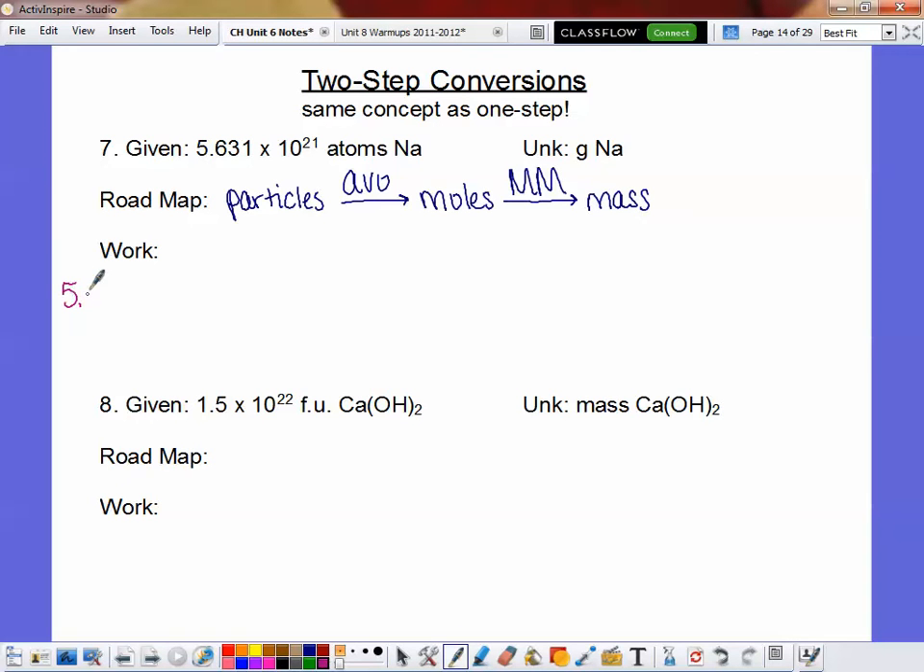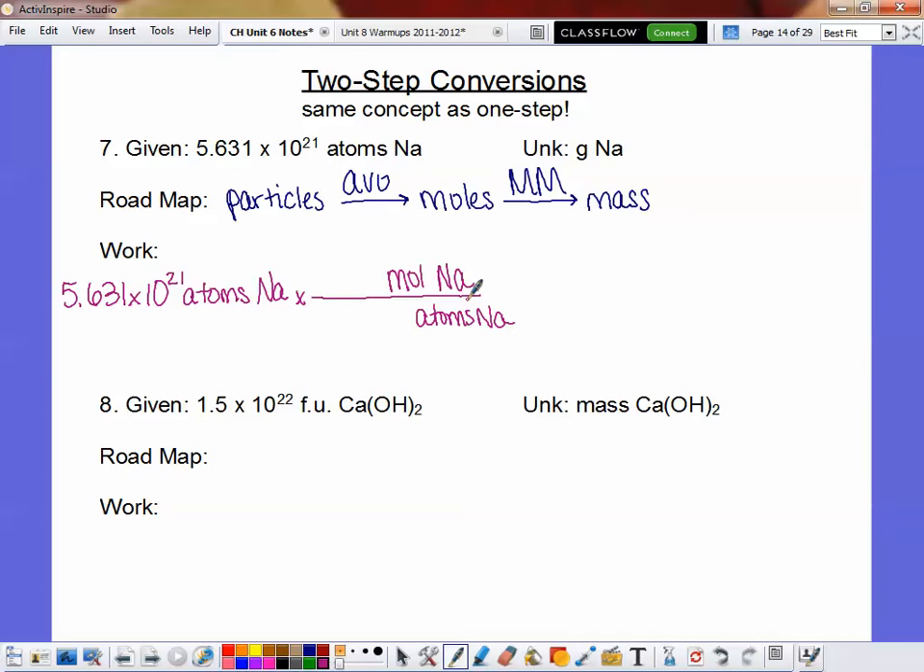So we're starting with 5.631 times 10 to the 21st atoms of sodium. Okay. Same concept: when we set up our conversion, whatever unit we're starting with needs to go on the bottom, so it'll cancel. So atoms of sodium go on the bottom, and the unit we're converting to goes on the top. Well, we're first converting from atoms to what? Moles. So moles of sodium go on the top.